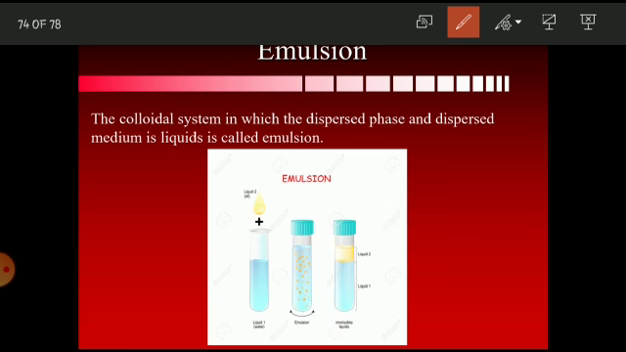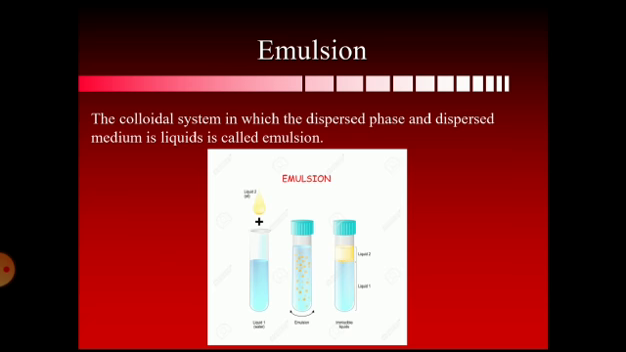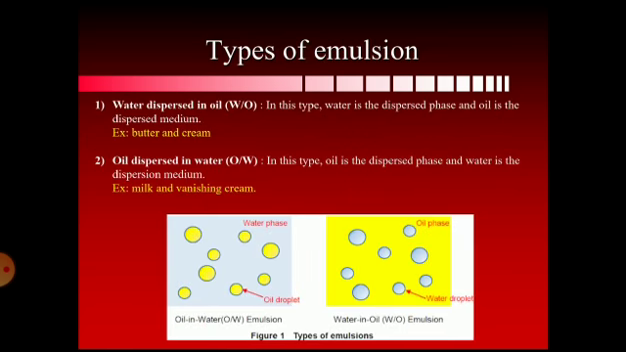It is a colloidal system in which the dispersive phase and the dispersion medium are liquids. Next one, types of emulsion. There are two types of emulsion based on the dispersive phase. First, water dispersed in oil. In this type, water is the dispersive phase and oil is the dispersion medium.